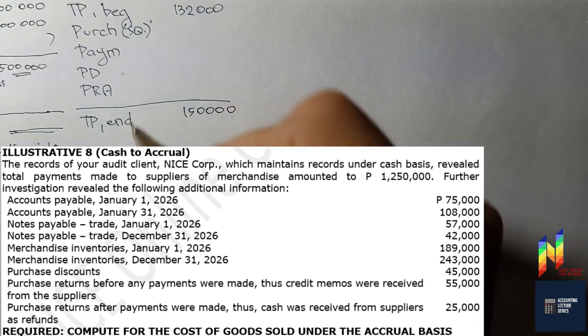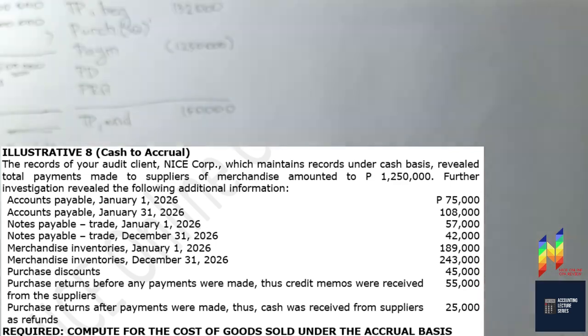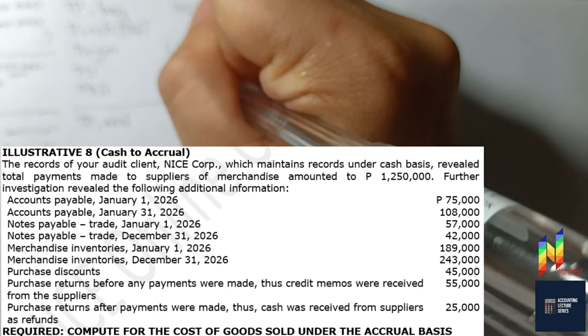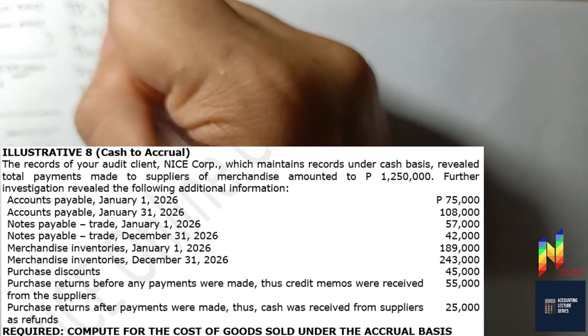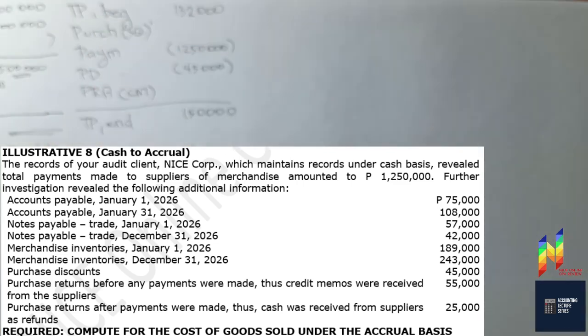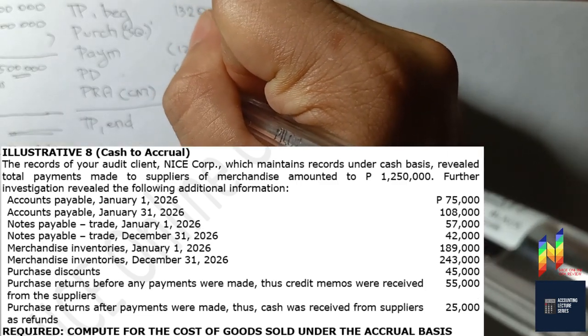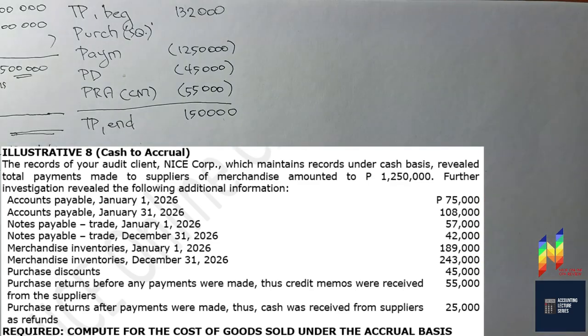Total payments, as in the heading, that's 1,250,000. Purchase discounts, according to the problem, is 45,000. And then purchase returns and allowances, credit memo only. There are two given here, so let's find out which of them is the credit memo. First, purchase returns before any payments were made, thus credit memos were received from the supplier. So, minus 55,000 because that is the only one we use when computing gross purchases.